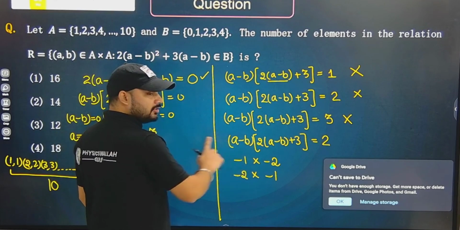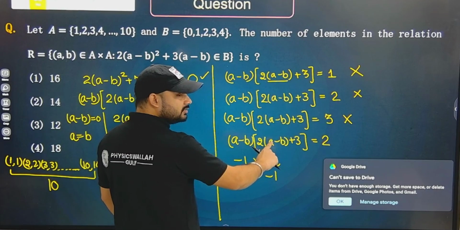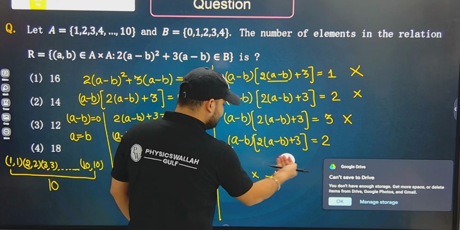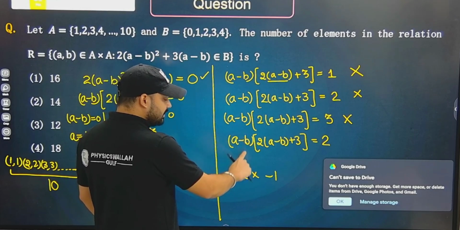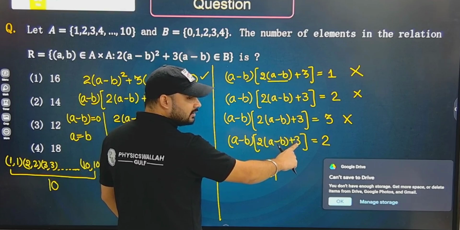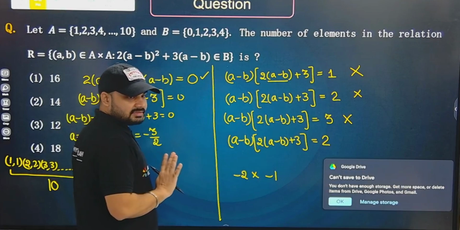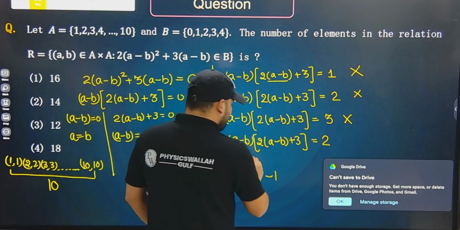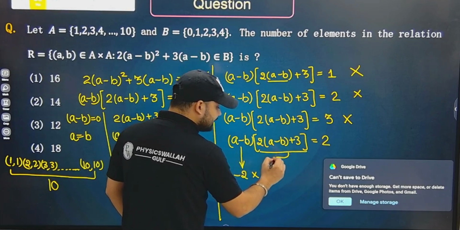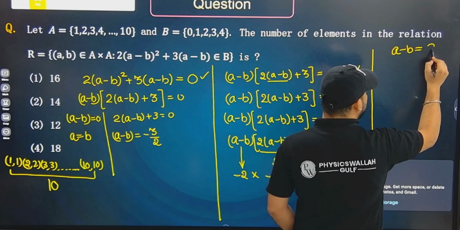Let's take a minus b equal to minus 1. If this is minus 1, 2 into minus 1 will be minus 2, 3 minus 2, 1, 1 into minus 1 will be minus 1, not 2, so not possible, then we can leave. If we take a minus b as minus 2, 2 into minus 2, minus 4 plus 3, minus 1, minus 1 into minus 2, what is the answer? 2. So this time we got this one, means a minus b is going to become minus 2, and this is going to become minus 1. So we have to choose those particular ordered pairs wherever we find the gap of 2.